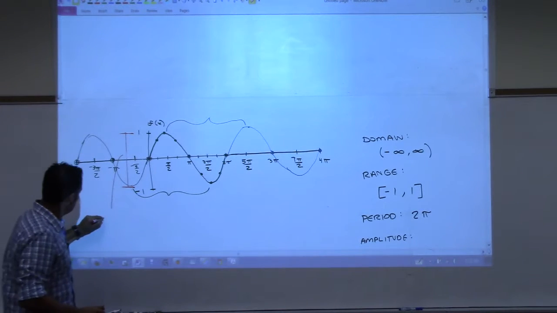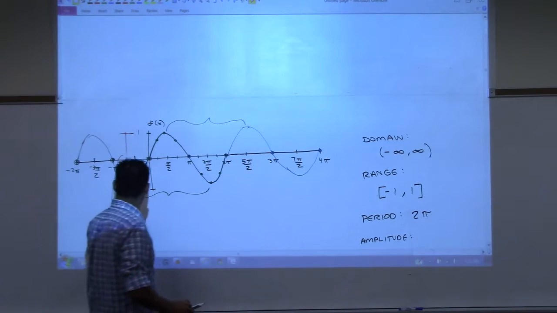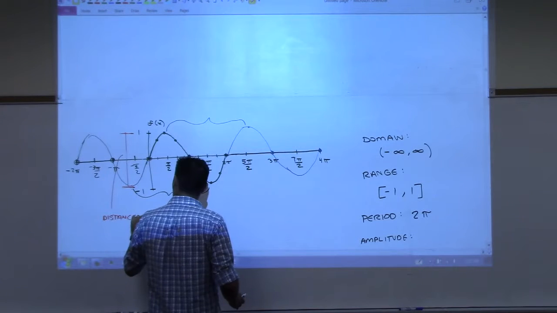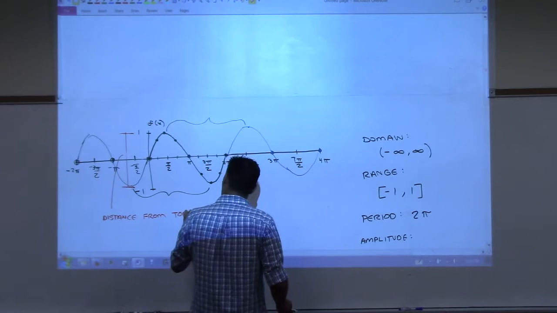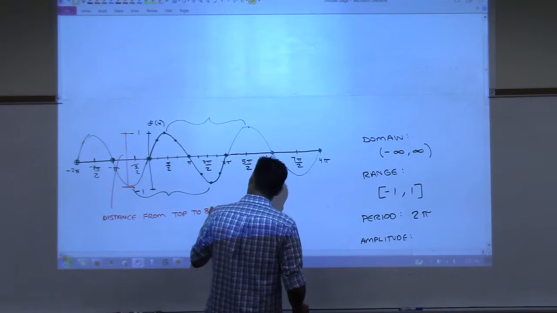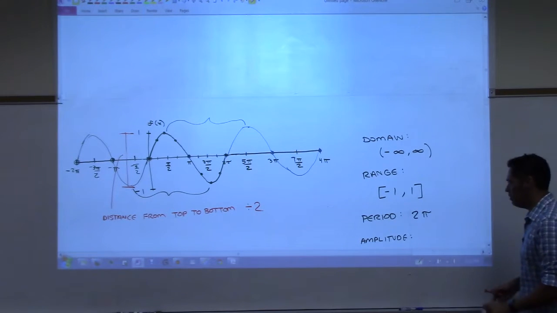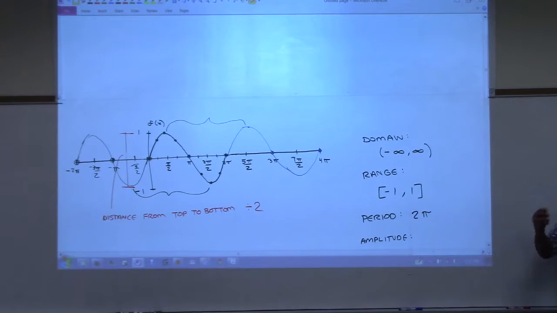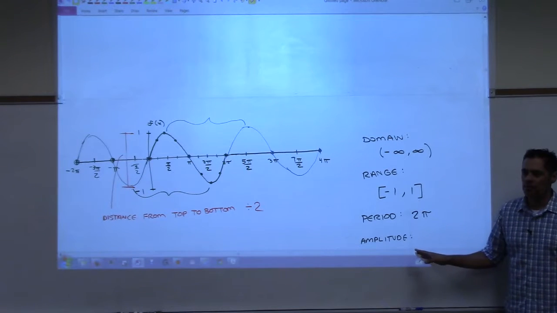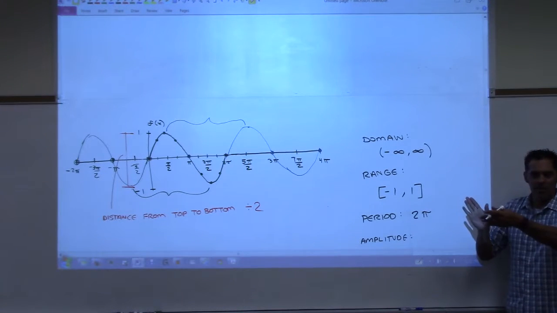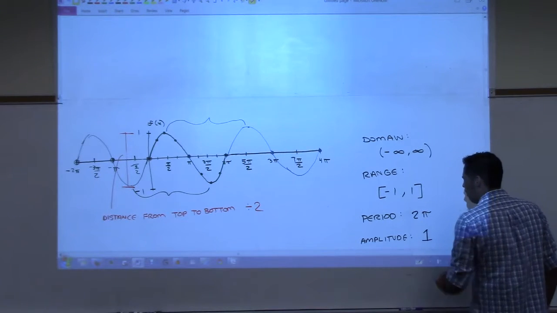Understand? So it's the distance from top to bottom. We can use more technical words, but I'm going to say from top to bottom. And then divided by 2. Old school division sign there for you. Couldn't you also say it's the distance in the range divided by 2? From -1 to 1, that's 2, and then divided by 2. So the amplitude of the standard sine function is 1.